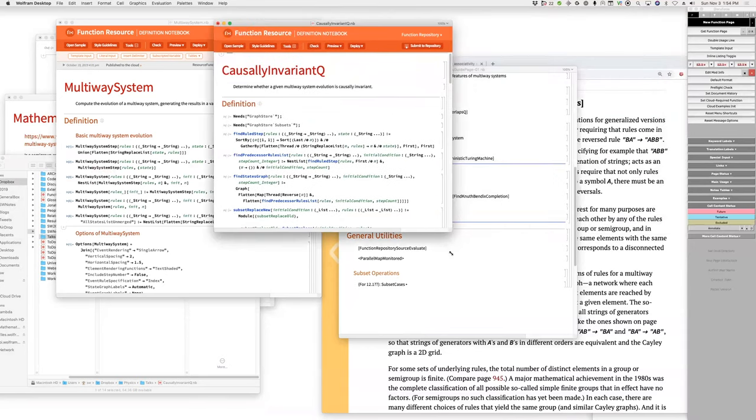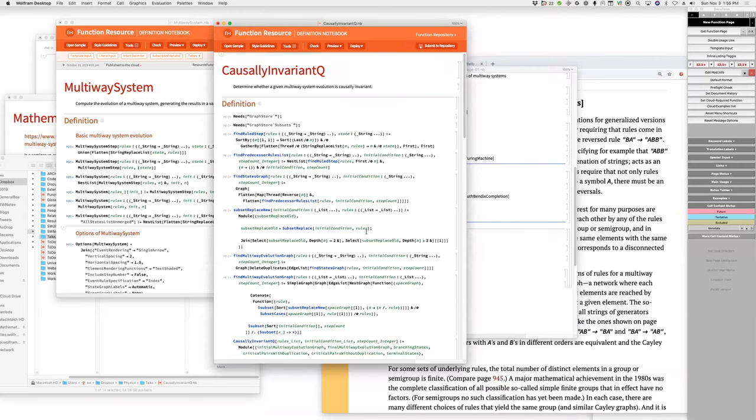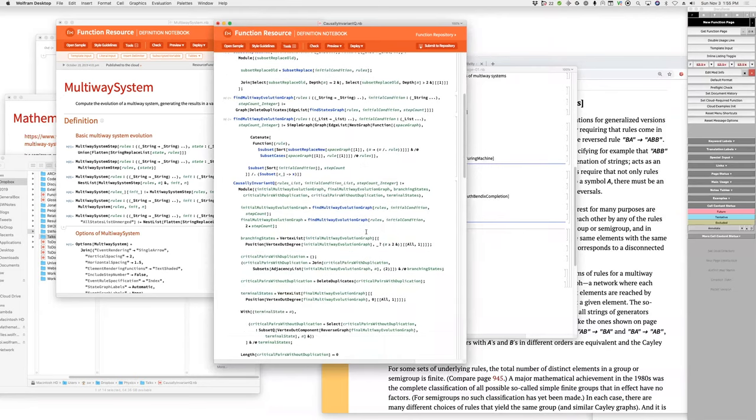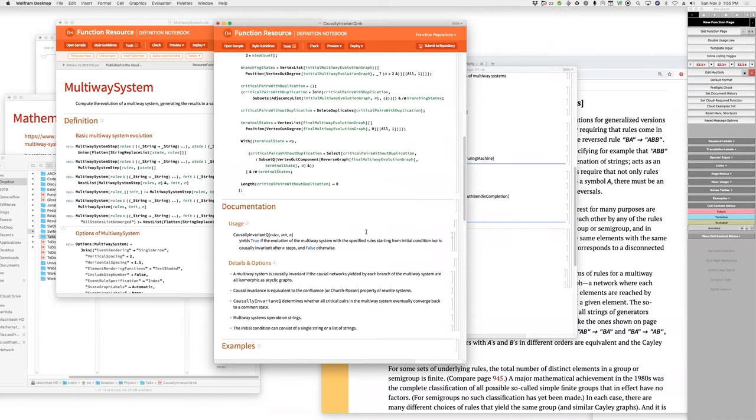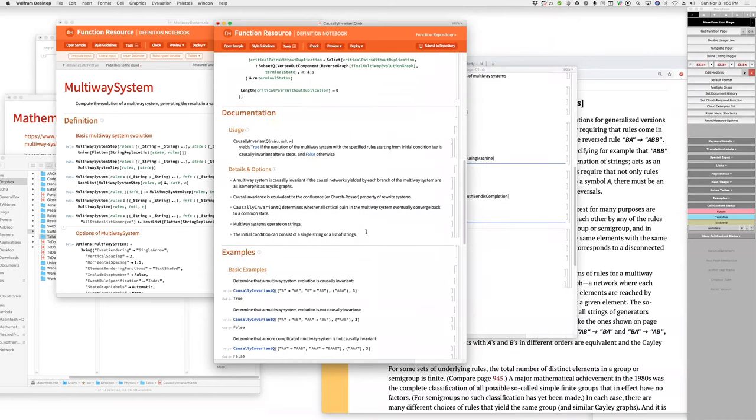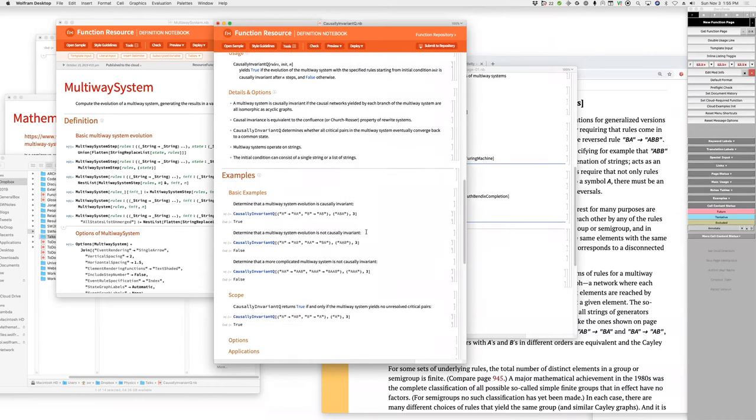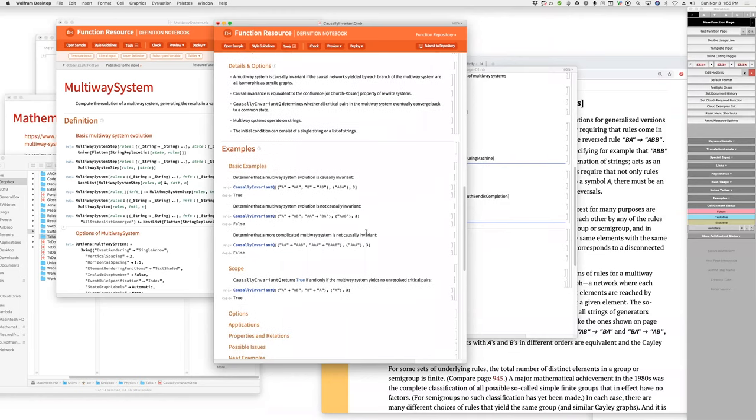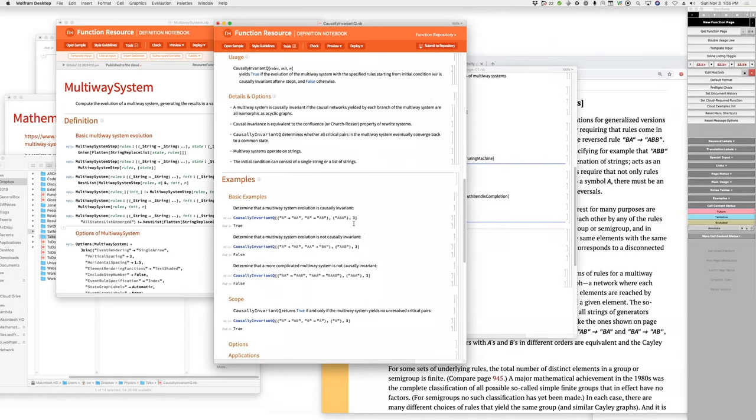So I have some stuff to handle the string cases, and then find multiway evolution graph. Okay, so this is the case for strings, right? Well, the Wolfram model case isn't documented, but it is in the code.